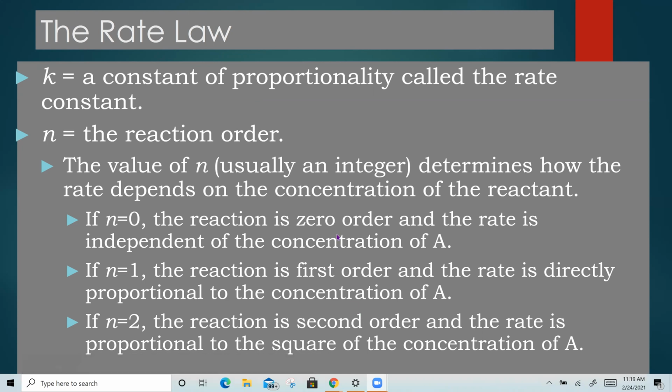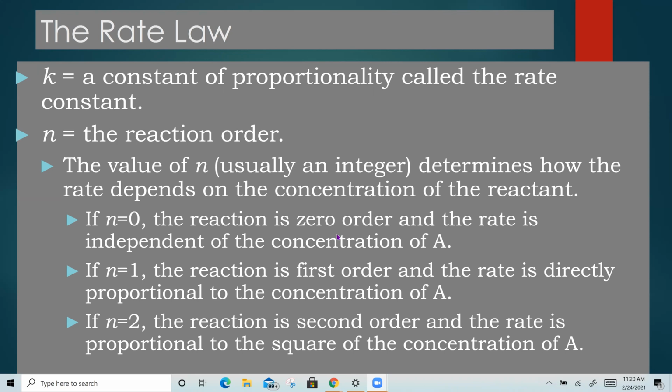Now, they do have the definition of 0 order with this, and 0 order does mean that the rate is independent of the concentration of A. And again, we're going back to that sample equation where A to products. And so if we change the concentration in a 0 order reaction, the rate will remain constant.